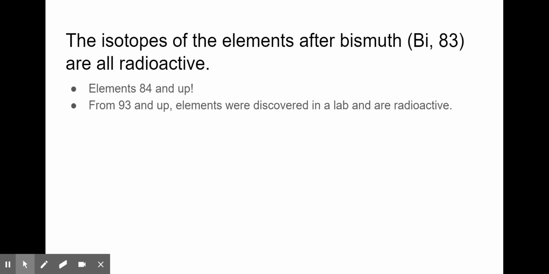The isotopes of elements after bismuth are all radioactive. Bismuth, if you locate it on your periodic table, is atomic number 83. Its symbol is Bi. The elements after uranium, 93 and up, were all discovered in a lab and are radioactive. So most of the human-made elements break down really quickly. And some of those have this thing that we call half-life. Again, we'll learn about that further on, but they break down within seconds or fractions of a second.